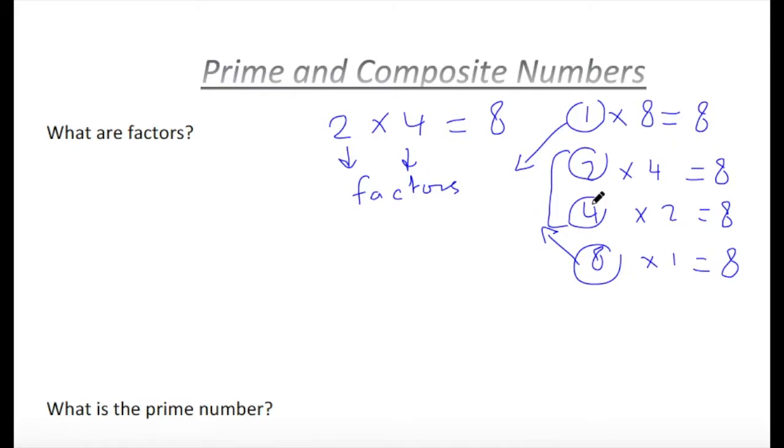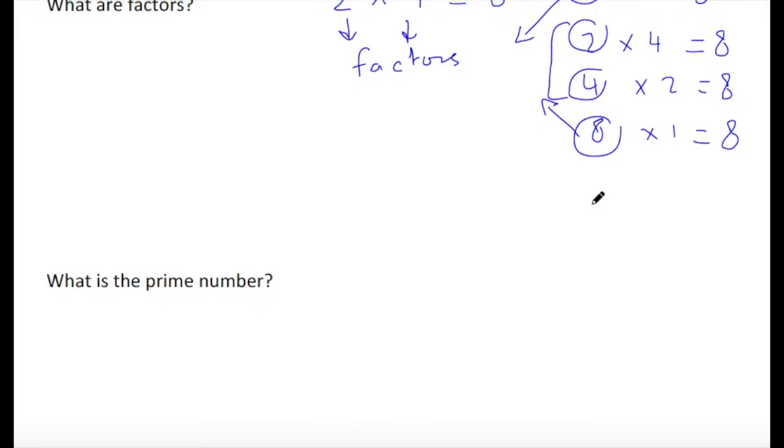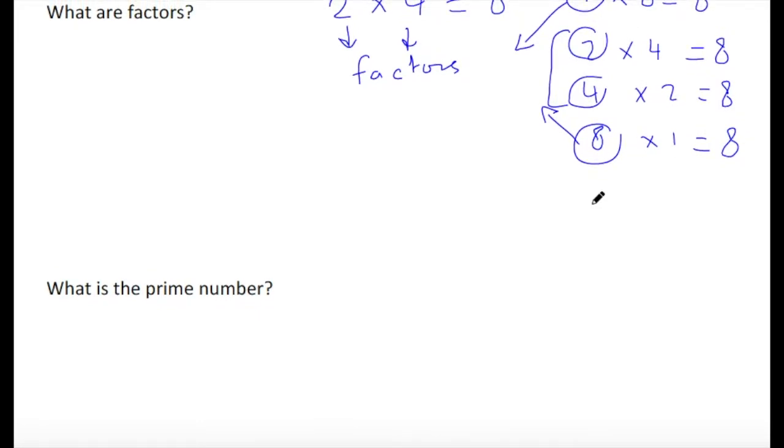Any number has at least 2 factors, which are 1 and itself. But if the number has only 2 factors, which are improper, 1 and itself, we call it a prime number. If the number has at least 1 factor more than 1 and itself, we call it a composite number. So what is a prime number? A prime number is a number which has only 2 factors, which are 1 and itself.